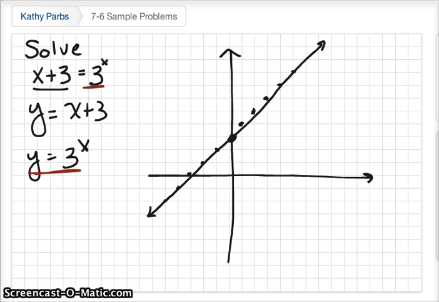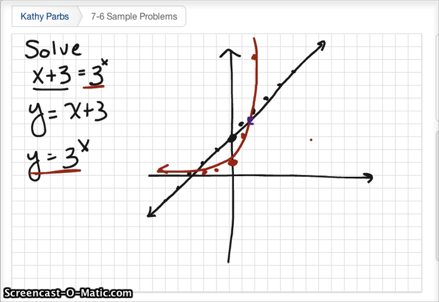And then for y equals 3 to the x, we know that when x is 0, we'll have 3 to the 0, which will give us 1. When x is 1, we'll get 3. When x is 2, we would have 9. When x is a negative 1, we would have 1/3. When x is a negative 2, we would have 1/9. So here is our exponential part of the graph.